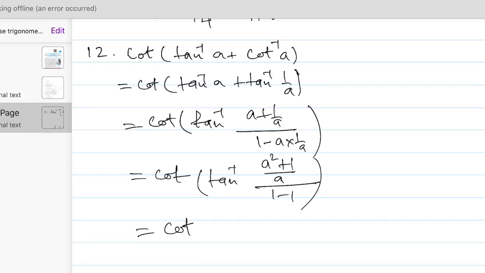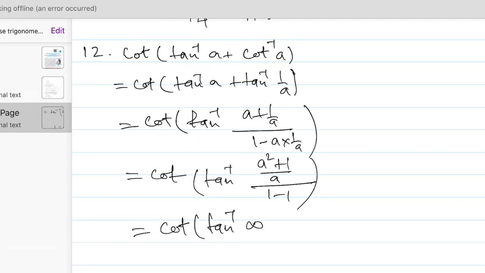तो ये बन जाएगा cot into tan inverse something by 0 not defined, and tan not defined कब होता है? टेन नॉट डिफाइंड होता है पाई बाई 2 पर. cot pi by 2 and cot pi by 2 is 0. So this is the answer of question number 12.